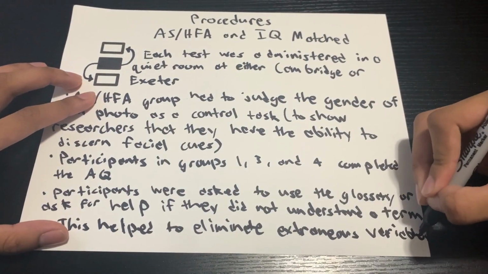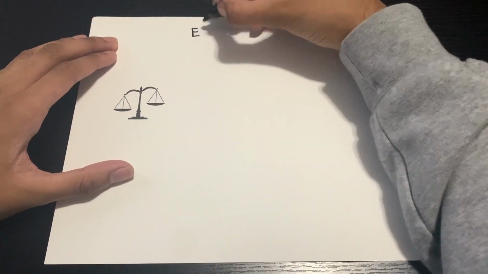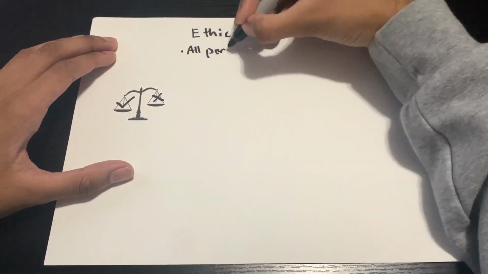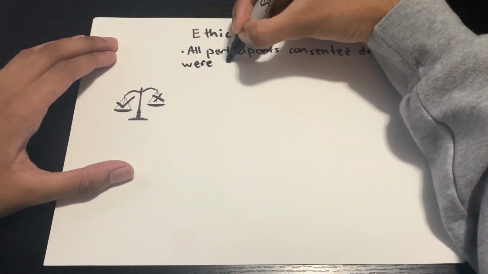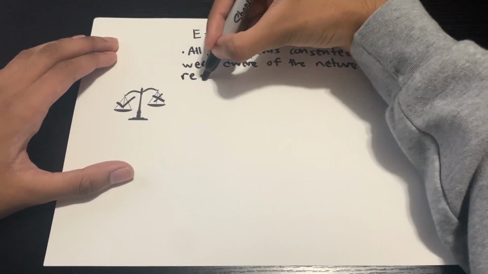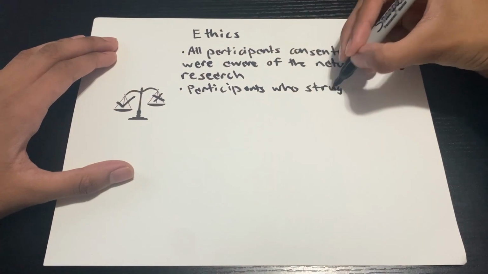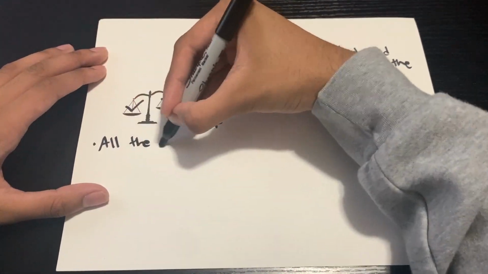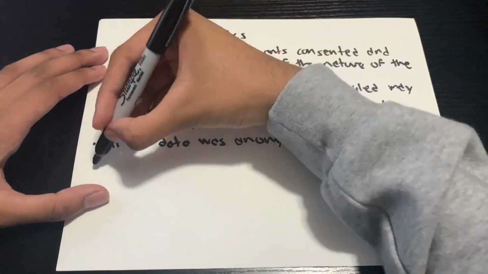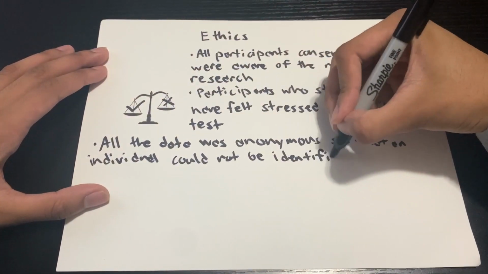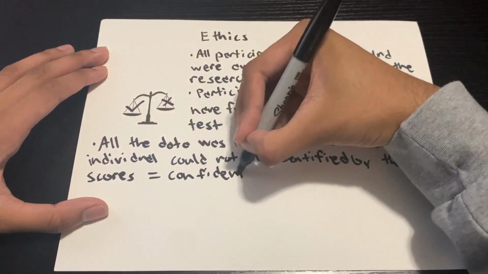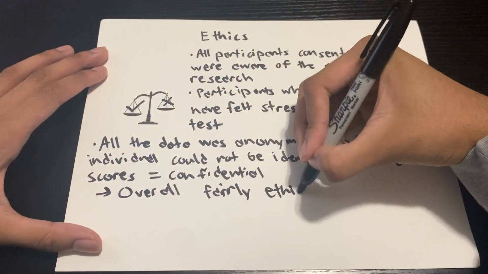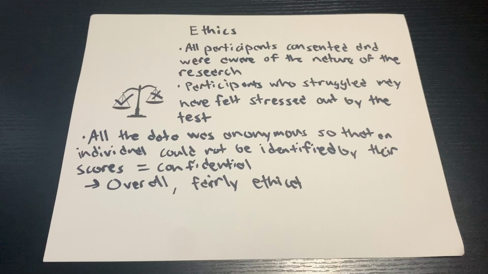This study did relatively well with the ethics. All participants consented and were aware of the nature of the research. The only real ethical concern was that participants may have felt stressed out during the test if they struggled with some of the questions. All the data was anonymous, so that an individual could not be identified by their scores. This was good for confidentiality. Overall, this study was fairly ethical.